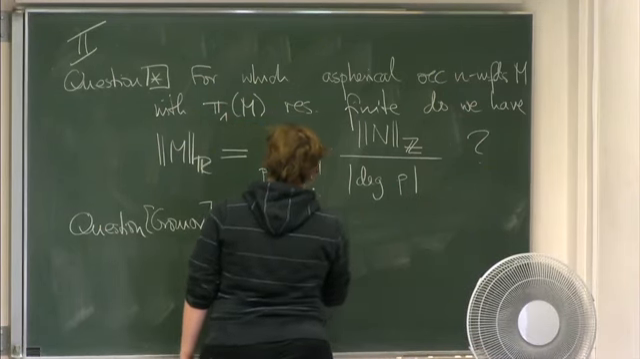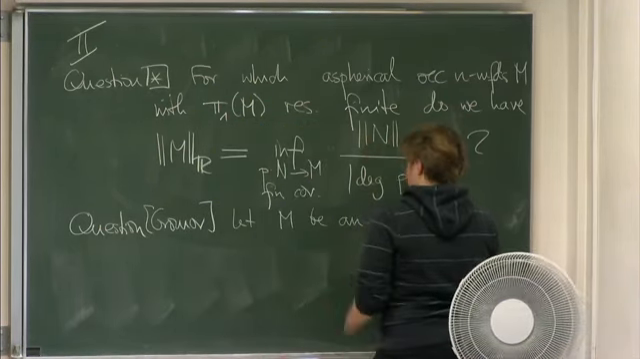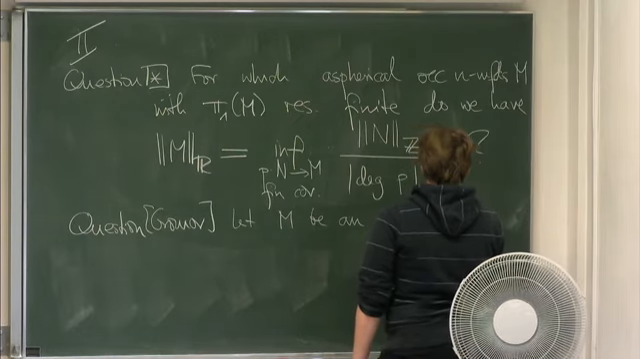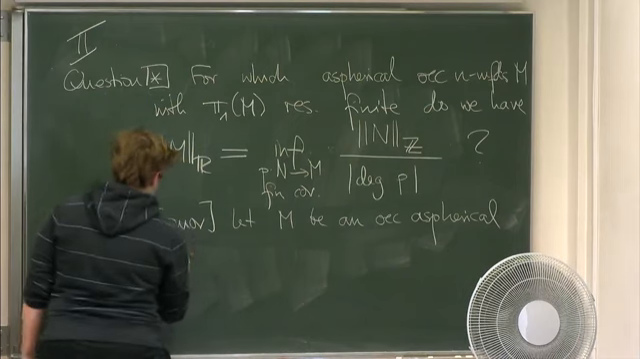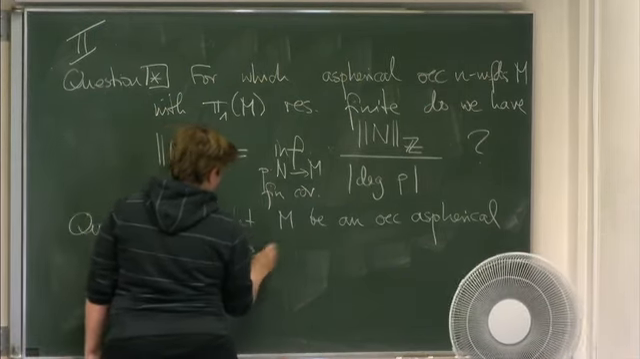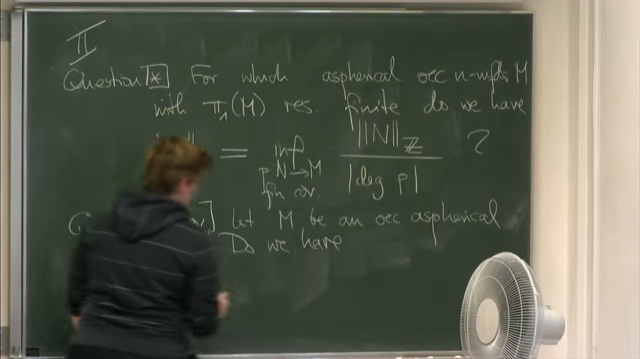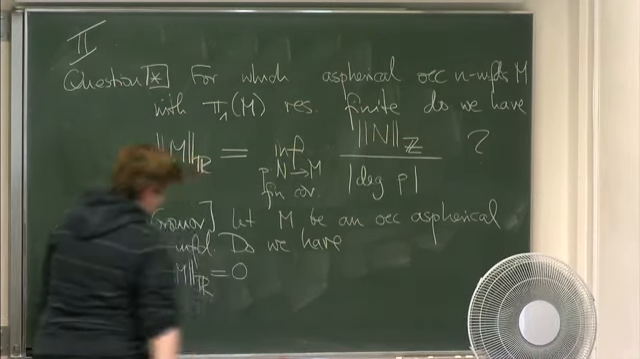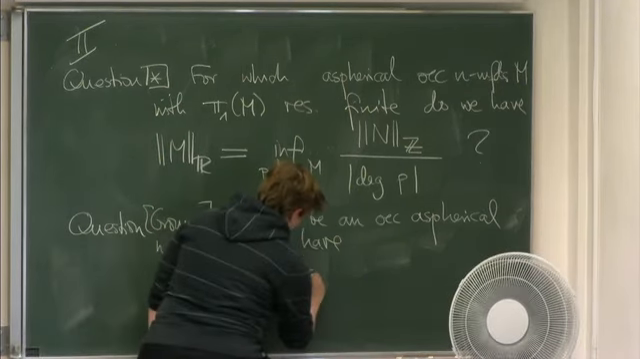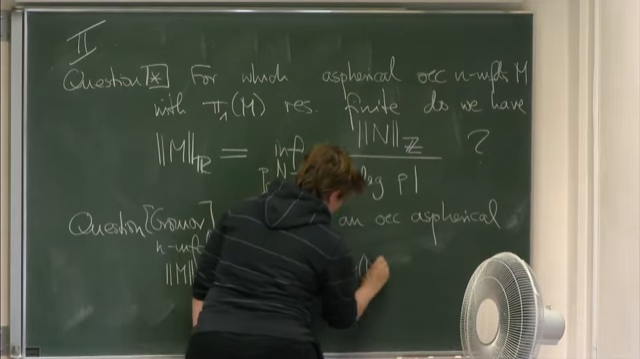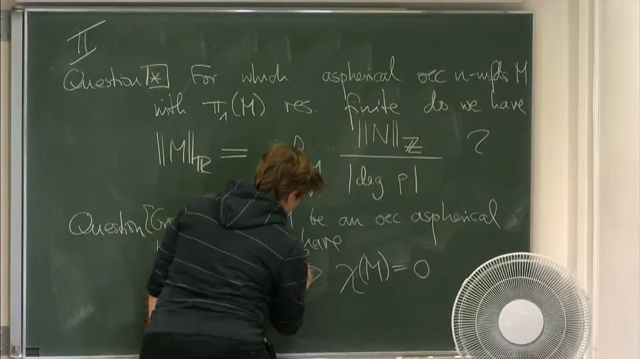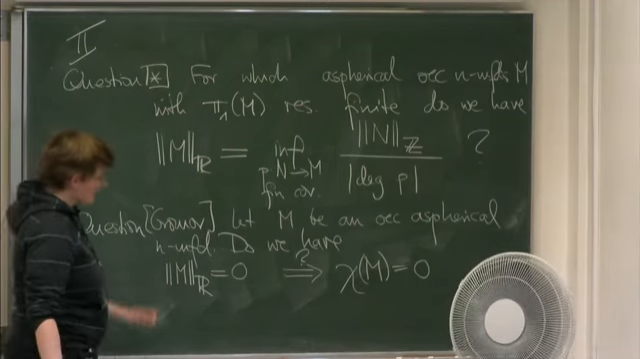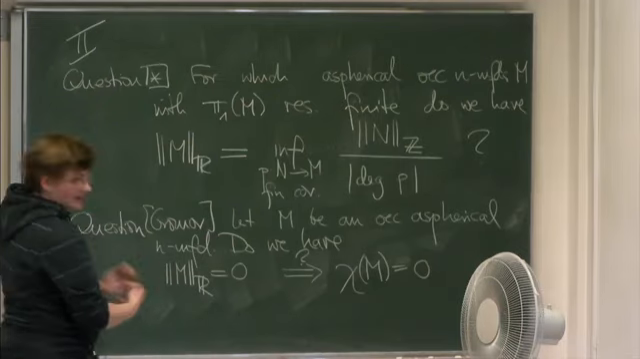Let M be an oriented closed connected aspherical manifold. And then the question is, if the simplicial volume of this manifold is 0, does it already imply that the Euler characteristic is 0? Okay, this might look like a ridiculous claim, but so far all the examples that we know support that. And he also gives a hint on how to prove that.